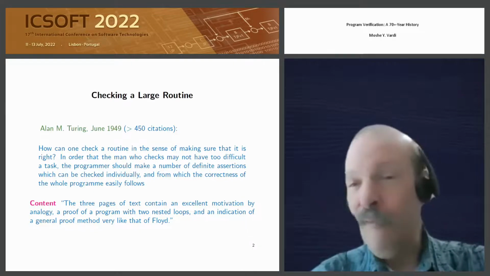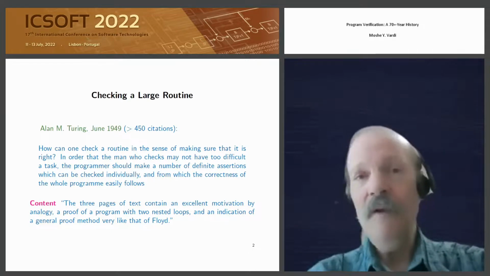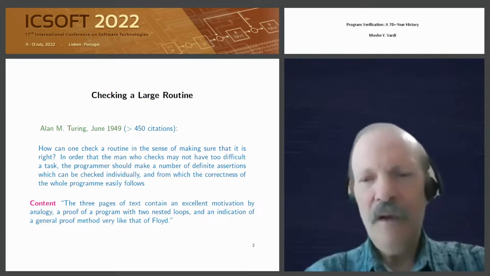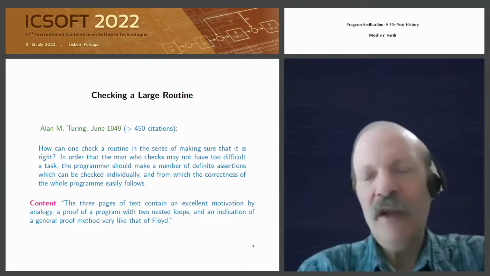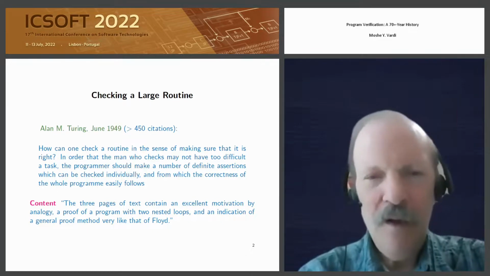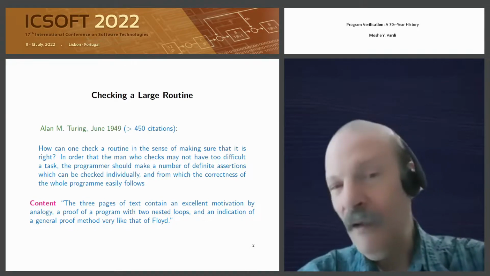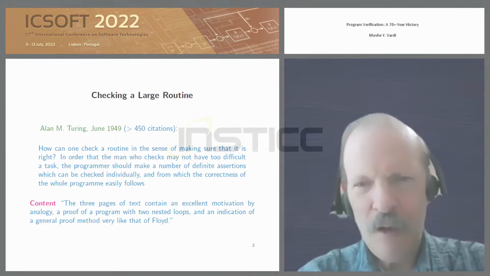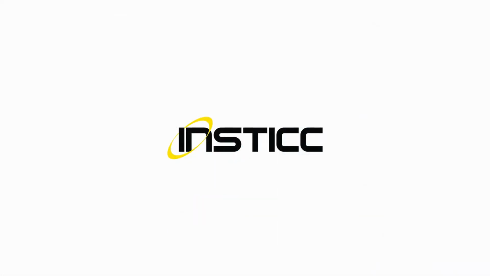And the first person to really formally address this issue was Alan Turing, our founding father, who in June 1949, when computers were very young, wrote a very short paper, like 3 pages, titled Checking a Large Routine. And he says, how can one check a routine in the sense of making sure that it is right, in order that the man, at the time it was only men he was talking about, how do we check that there are no errors? And he described a method.